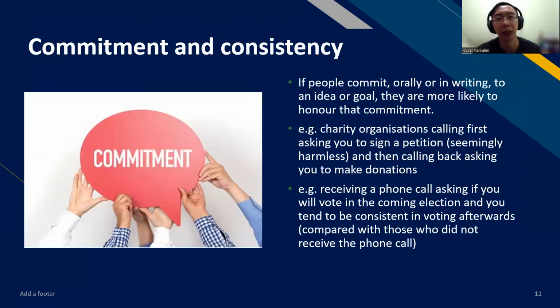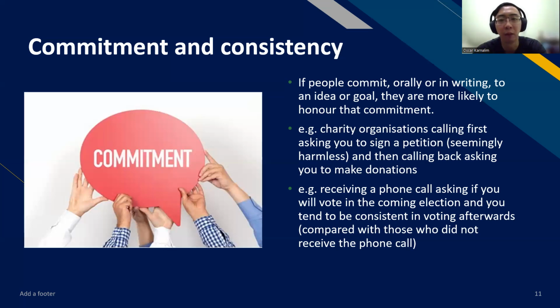The next one is commitment and consistency. So if people commit orally or in writing to an idea or goal, they are more likely to honor that commitment. For example, you might see that charity organizations call first, asking you to sign a petition, and usually it is harmless. And then after that, they will call you asking to make donations. You are more likely to give donations because you have signed the petition.